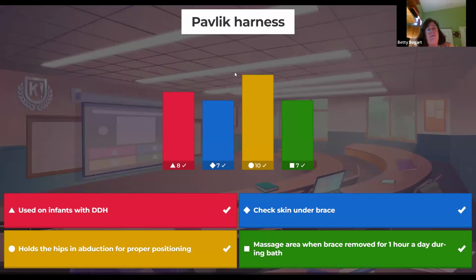So Pavlik harness is used for the developmental dysplasia of the hip. That means the femur head does not go right into the socket in the hip. It's somewhere up here. Also, it holds the hip in abduction so that it can force it to go back where it needs to be. Always check the skin underneath the brace. And when the brace comes off, look at those areas, might be a little reddened, and massage it so that we increase the blood flow, so we prevent any skin breakdown.